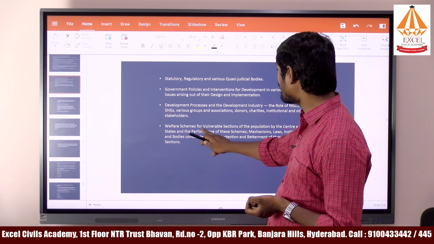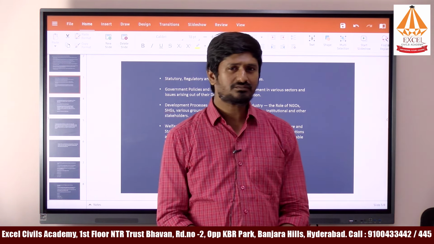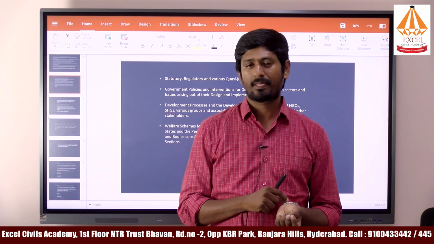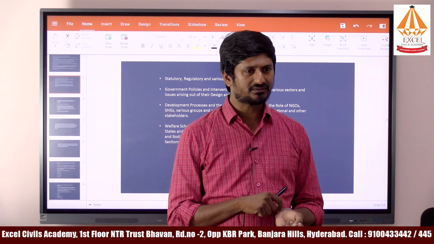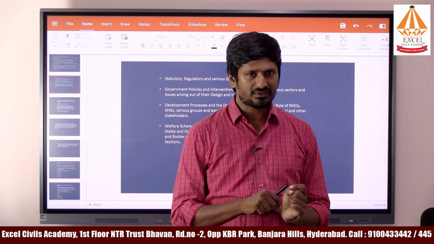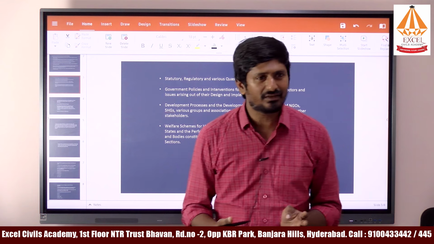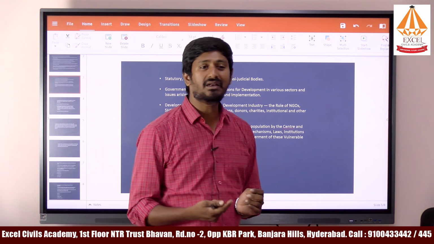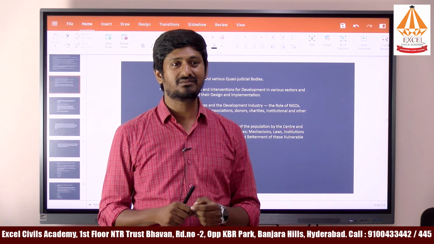Next one, welfare schemes for vulnerable sections of the population. Because the Indian constitution, is it only a political document or is it also a social document? Any constitution will give a political structure. Hence, every constitution is a political document. But the Indian constitution is not only a political document, rather it is also a social document.